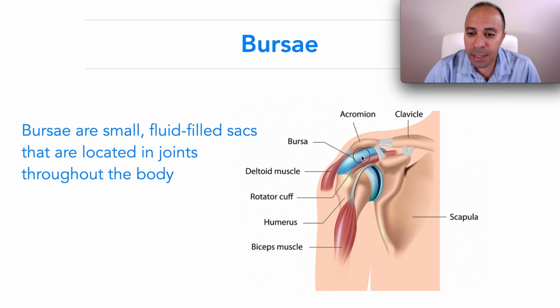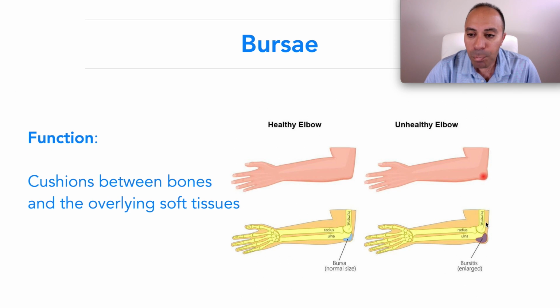You can see it here in this image, the blue tissue here, that's the bursa, that protects the tendon and the muscle from rubbing over the bone. And here in the elbow, on the right side, you can see the bursitis. That's an inflammation of the bursa in the elbow area. So the main function is cushioning.